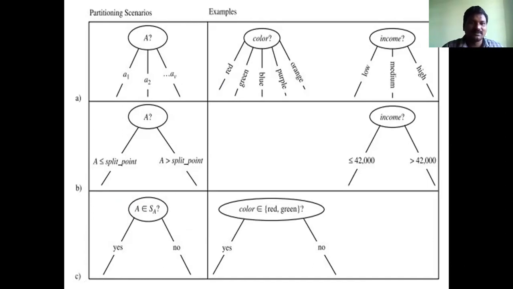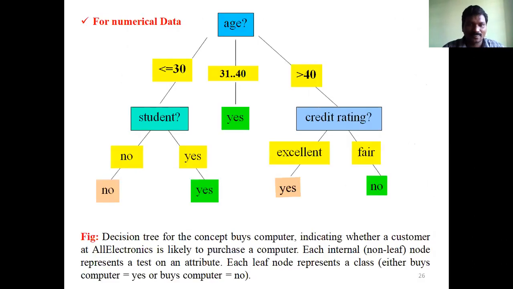That depends upon the category. For example, how can you represent numerical data? It is called continuous data. For continuous data, age less than or equal to 30 years is youth, 30 to 40 years is middle-aged, and greater than 40 years is old-aged or senior. If he is a student, yes. If he is not a student, no, he is not buying the computer. If he is a student, yes, he will buy the computer. In this way, I represented numerical or continuous data.